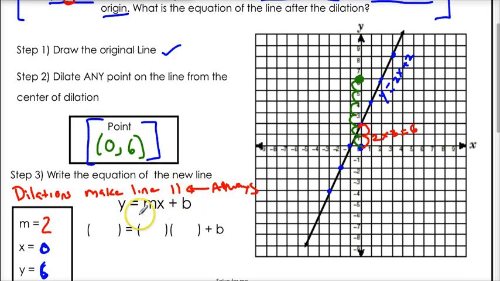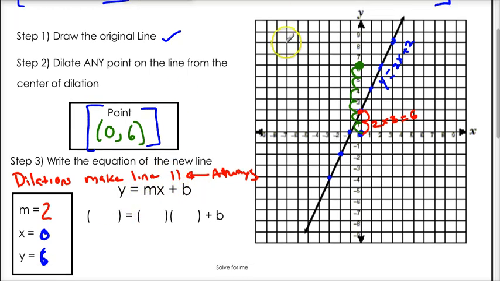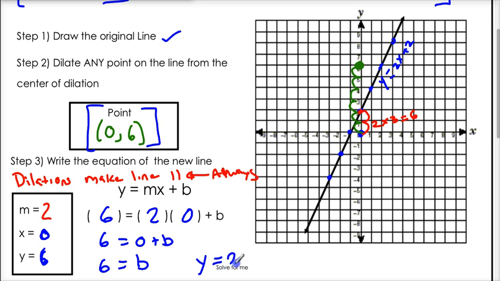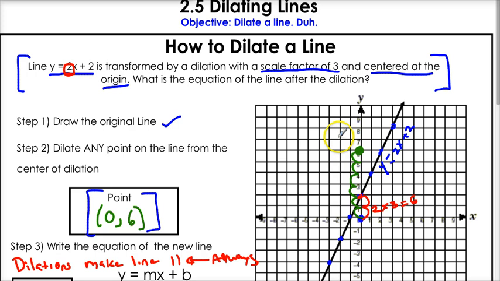So now we just do exactly what we did in the last lesson. We just plug into y equals mx plus b. Let's go for it. Our y is 6, our m is 2, our x is 0, and we'll solve for b. 6 equals 0 plus b. The 0 just goes away and we get b equals 6. So now we'll just write our final equation. Y equals 2x plus 6. And that is the new equation of the line, our new line after the dilation.